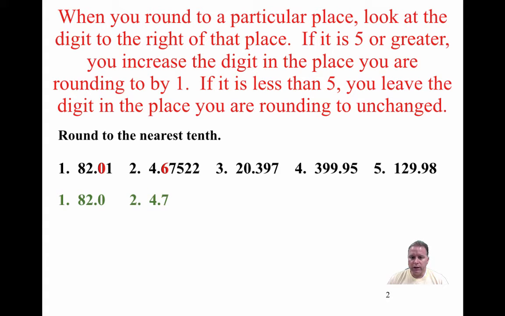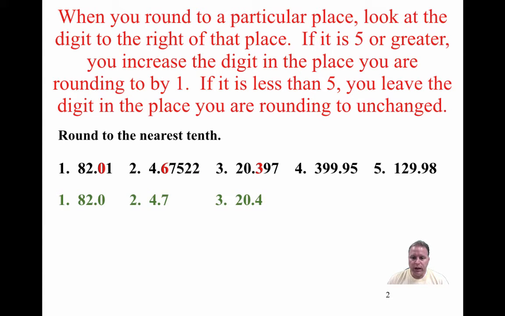Okay, hopefully you tried the 3 problems on your own. Here we have 20 and 397 thousandths. The tenths place is still going to be right after the decimal point, so that's the 3. You look to the right, that's a 9, which is greater than 5, so we add 1 to the 3 and drop everything after it, and we get 20.4.